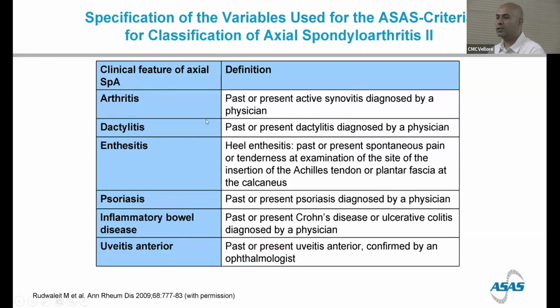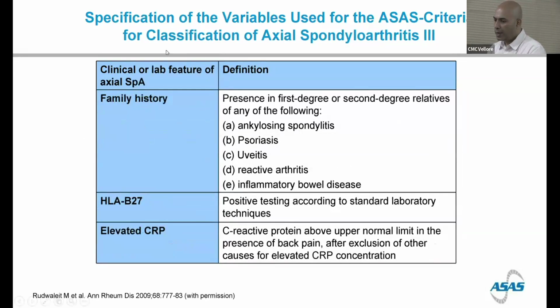And of course, arthritis. So all these things, which are clinical features: arthritis, dactylitis, enthesitis, psoriasis. You need to have inflammatory bowel disease, anterior uveitis, which can be past or present. The patient need not have it at that point, but the patient could have had it any time in the past. Then you come into the family history, where it has to be a first or second degree relative.